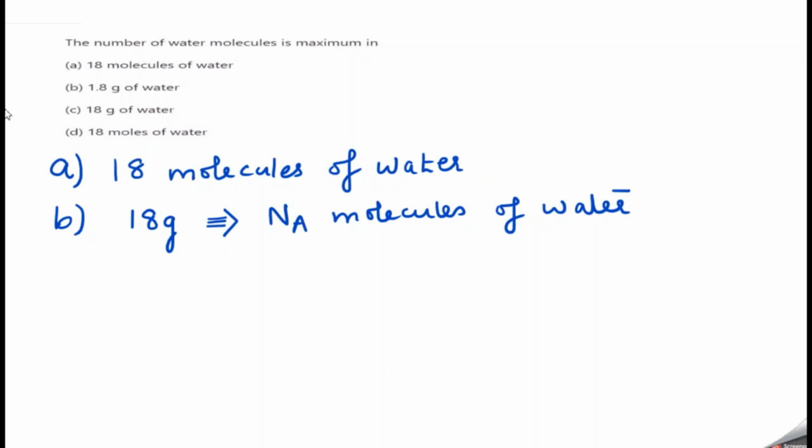But I need to find out in 1.8 gram of water. So how to do that? Divide by 10 on both sides. So this will become 1.8 gram. And when you divide here by 10, this will become 0.1 Na. Correct. 0.1 Na molecules you will get. Correct. So what is 0.1 Na?